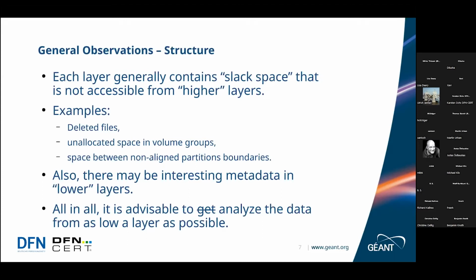The examples I already gave: unallocated data, space in volume groups, space between any structure boundaries, non-aligned data, deleted files. And there's also interesting metadata sometimes to be had in lower layers. For instance, in file system superblocks, there may be interesting information hidden, not even explicitly. But we'll come to that later on when we look at some characteristics of file systems and timestamps.